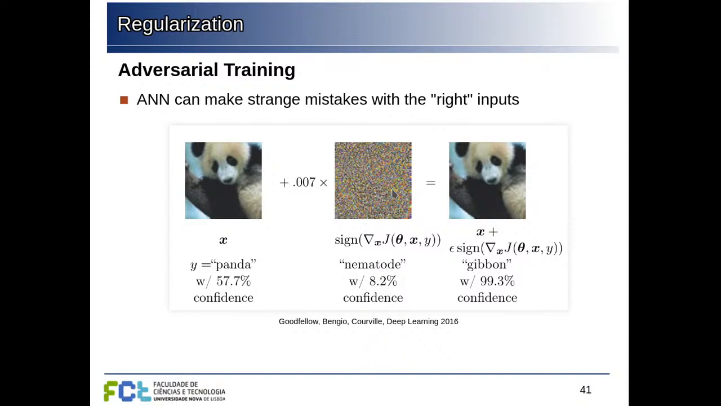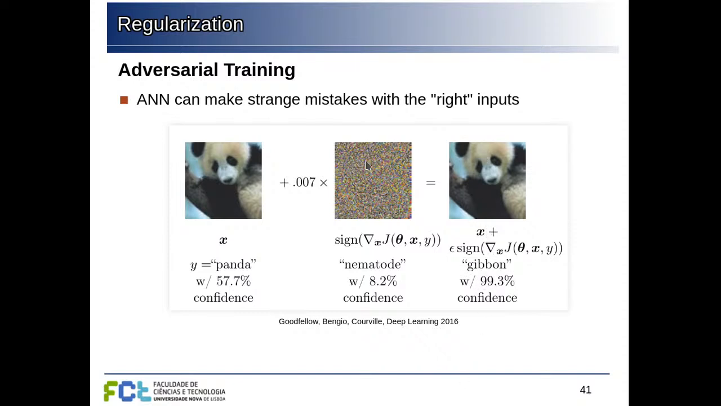So clearly the network doesn't know what this is, and it's just taking a wild guess, but it doesn't have much confidence. But if we add a very small fraction of this image to that one and ask the network to classify the result, and the result is this one, we don't even notice the difference because this is only 7 parts in 1000 of this one added to that one. But now the network tells us that this is a gibbon with 99% confidence.